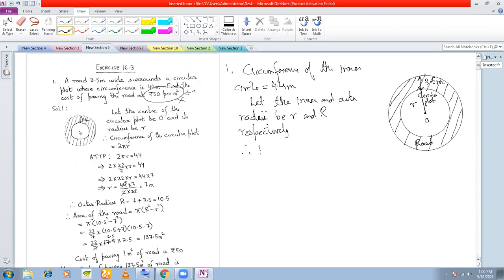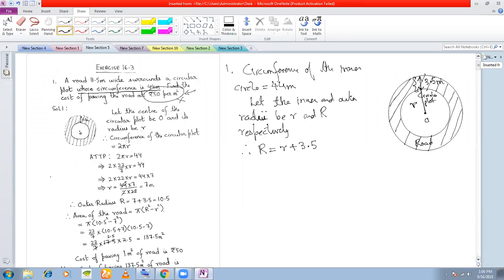Therefore, what is the outer radius? Outer radius is this radius plus the width of the road, which is 3.5. You agree? But we don't know the inner radius, right? So we'll calculate the inner radius, small r, with the help of this information given.